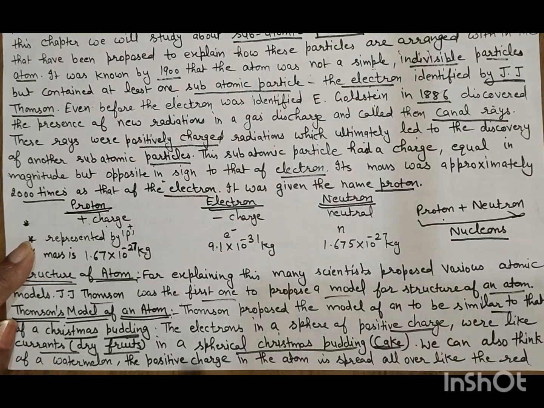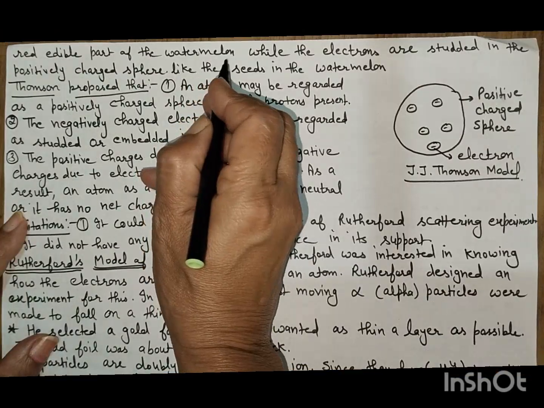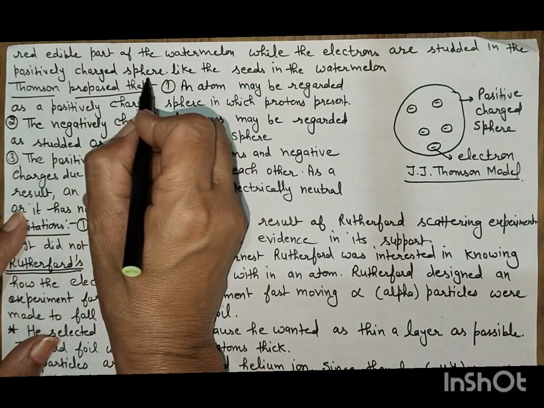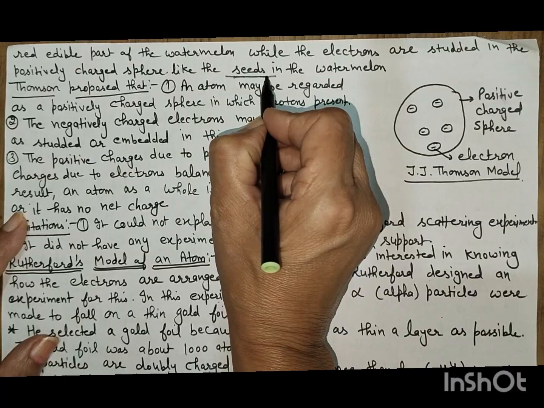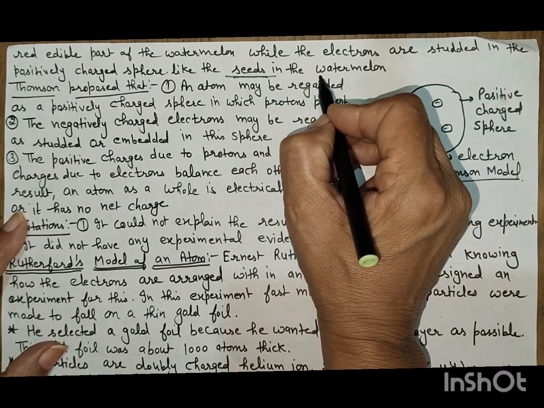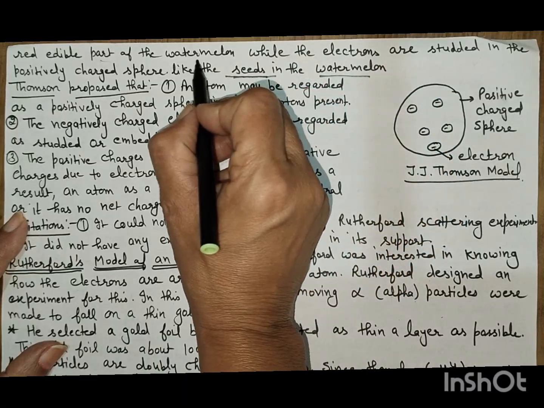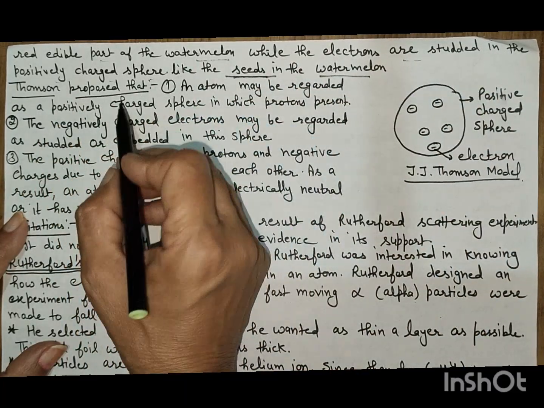We can also take the example of the watermelon. The positive charge in the atom is spread all over like the red edible part of the watermelon, while the electrons are studded in the positively charged sphere like the seeds. Seeds are just like the electrons that are spread in the watermelon, and the red edible part is like the protons, while the electrons are studded in the positively charged sphere.